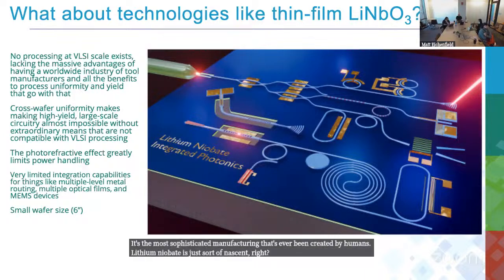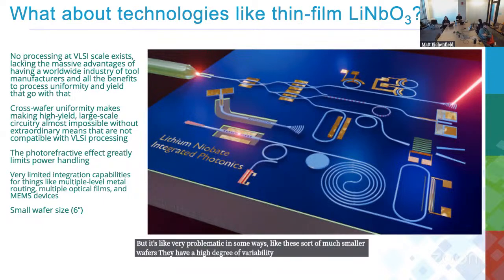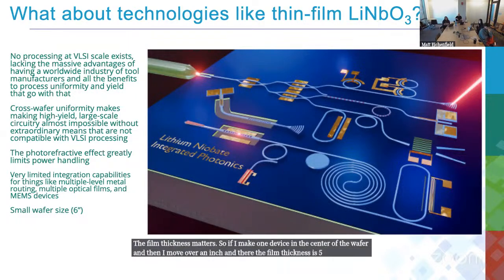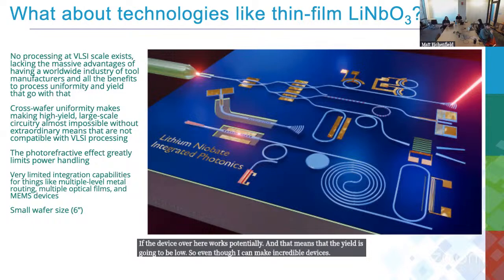And they're doing amazing stuff, but it's very problematic in some ways, like these much smaller wafers. They have a high degree of variability for the film thickness across the wafer. That's very important if you're trying to make devices where you need the speed of light to be very constant over a large area. If you want all of your devices to be identical, the film thickness matters. So if I make one device in the center of the wafer, and then I move over an inch, and there the film thickness is 5 or 10% larger, that's not going to work. The device over here is not going to work if the device over here works, potentially, and that means that the yield is going to be low. So even though I can make incredible devices, I can't make lots of them on this wafer.